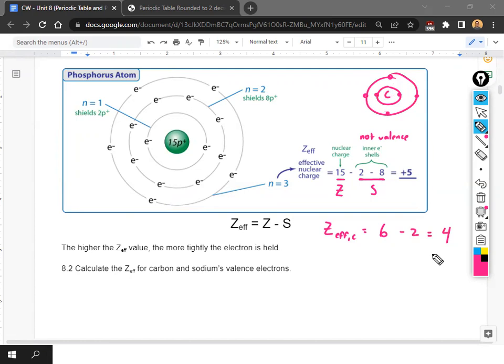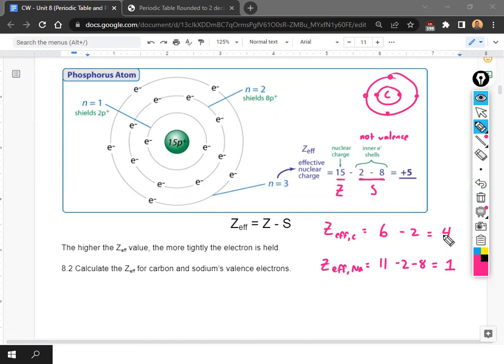Okay. All right, let's go to the Zeff for sodium. How many protons does sodium have? 11. Sodium has 3 shells, and so it's going to be shielded by the 2 inner shells. So we're going to subtract 2 from the first shell and 8 from the second shell, and that's going to give us a Zeff of 1.